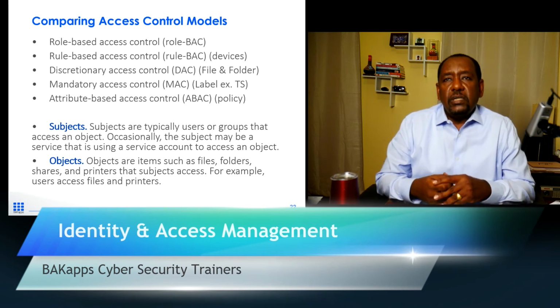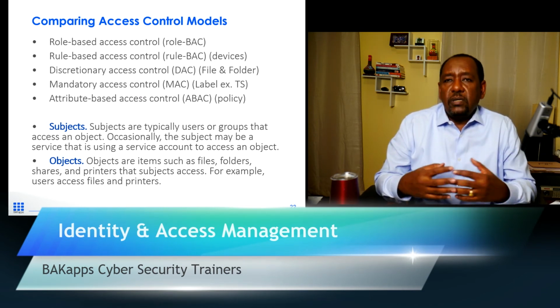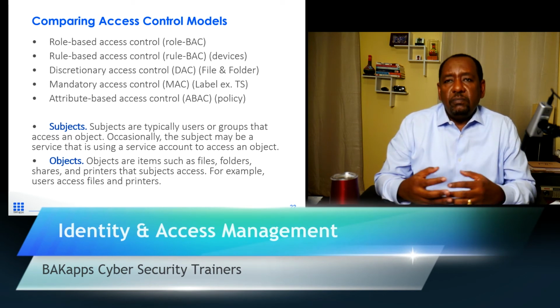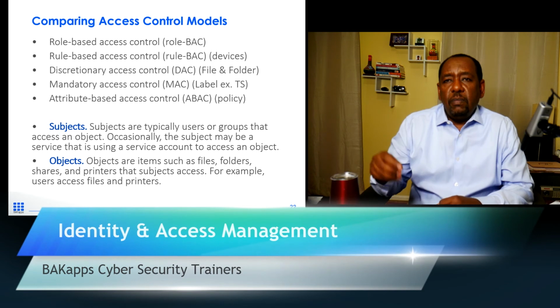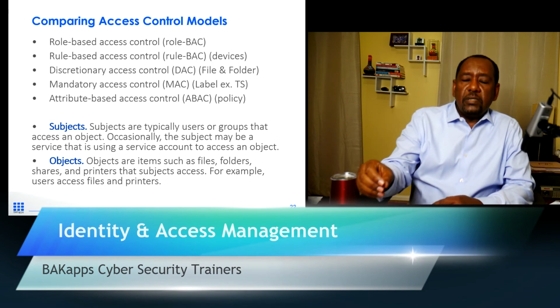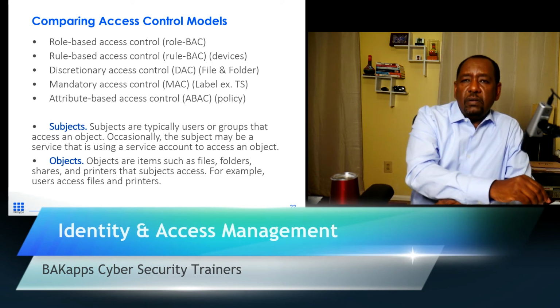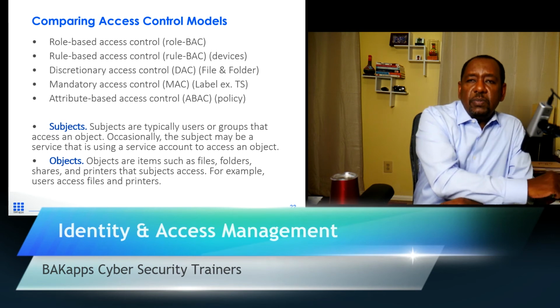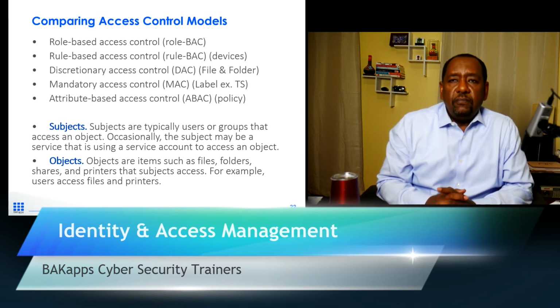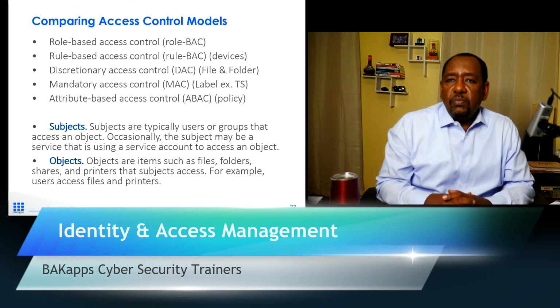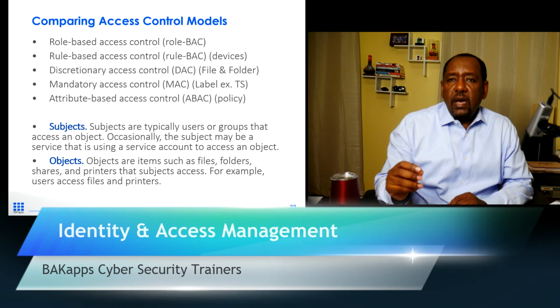Then we have attribute-based access controls. This is a policy. You create a policy: this resource, or this printer, is available for managers from the accounting department who are at this kind of level and who are sitting in this particular location. So that is an attribute. You create different kinds of attribute combinations to provide access.